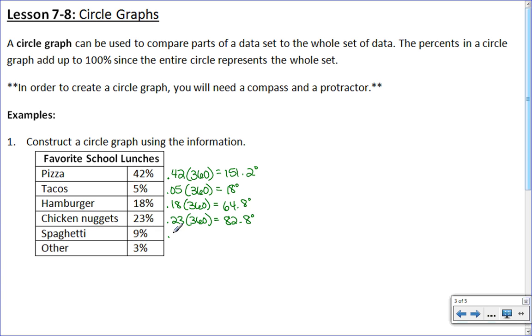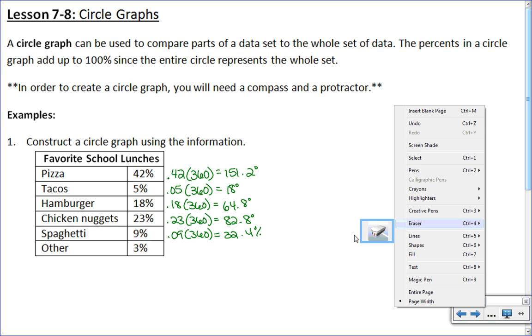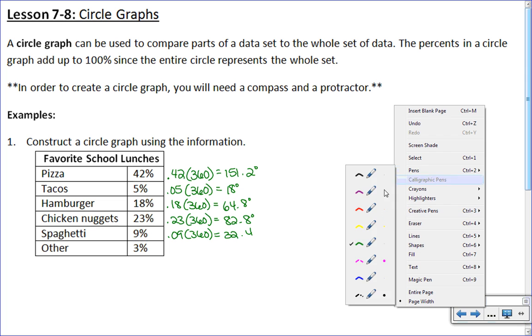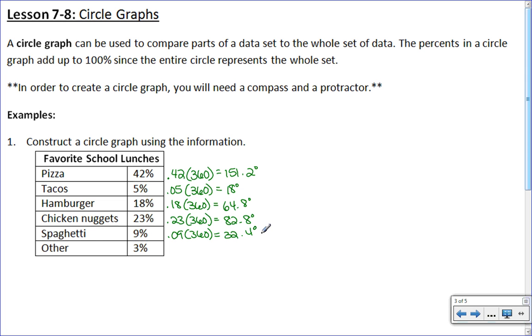And spaghetti, 0.09 times 360 equals 32.4 degrees. Oops, not percent, degrees. Alright, and the last one, other 3% of 360, so 0.03 times 360. Comes out to 10.8 degrees.